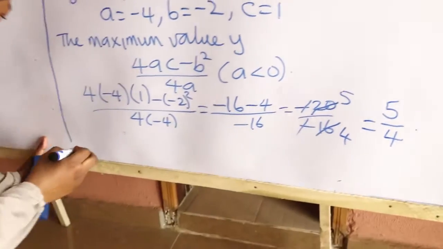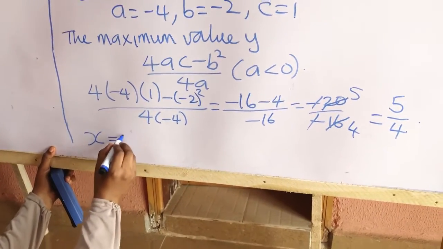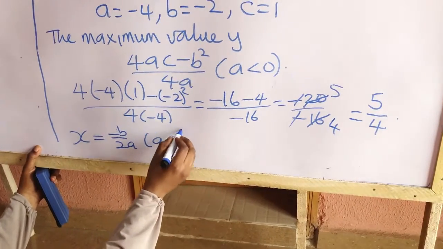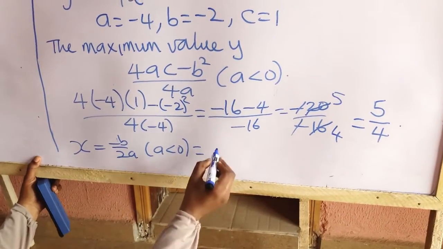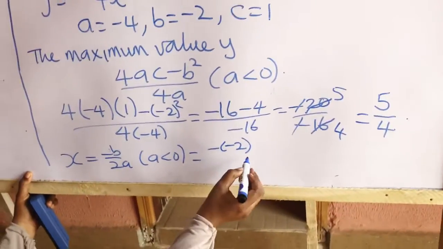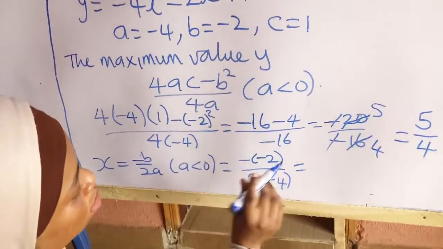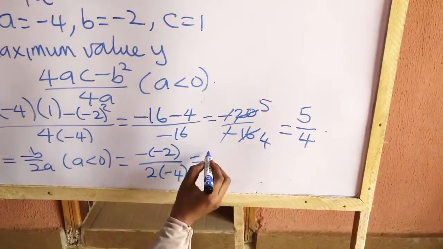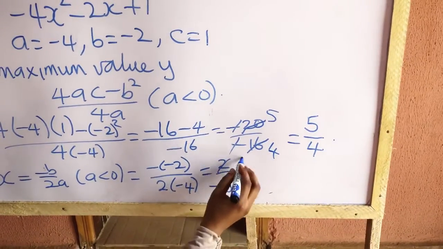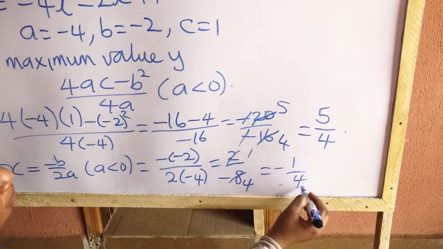And the line of symmetry is when x is equal to minus b over 2a. So a is less than 0, and b is minus 2. So minus, into brackets, minus 2, over 2 multiplied by minus 4, that is a, is equal to minus times minus 2 is plus 2, over 2 multiplied by minus 4 is minus 8. So 2 here, 1, 2 here, 4. So it is minus 1 over 4.